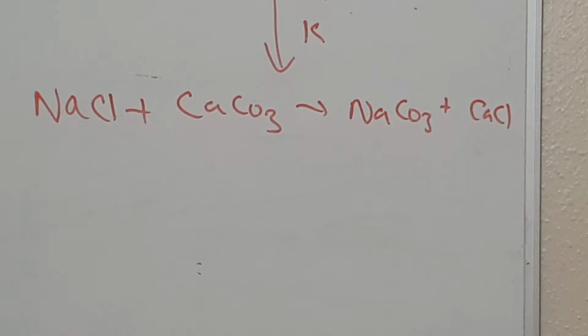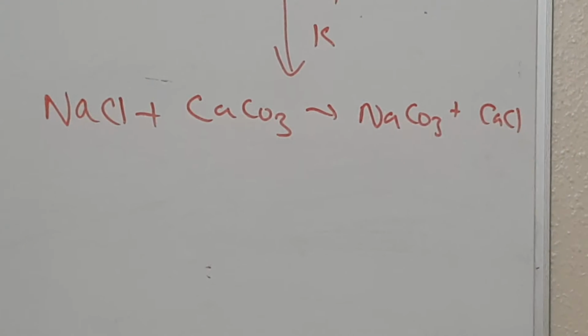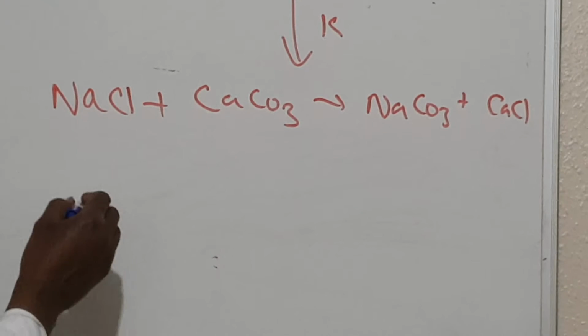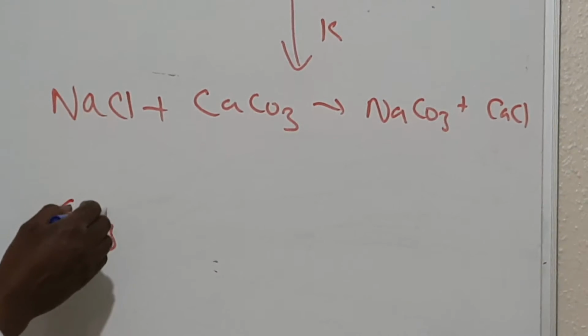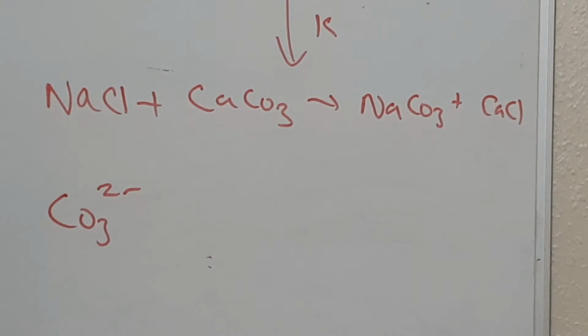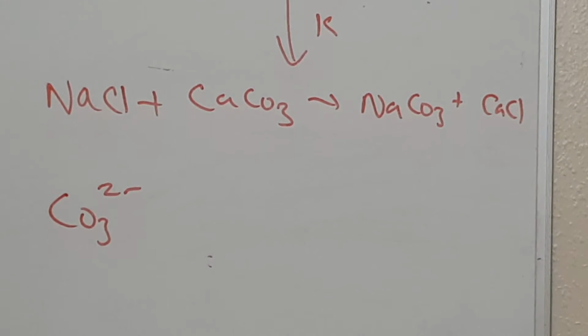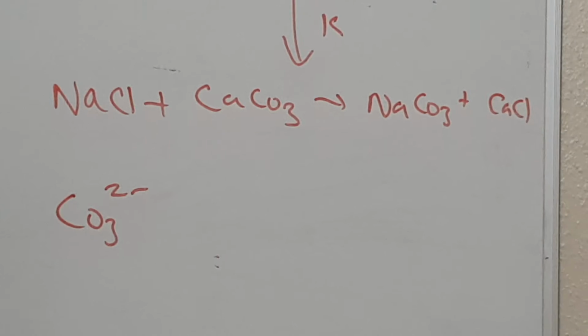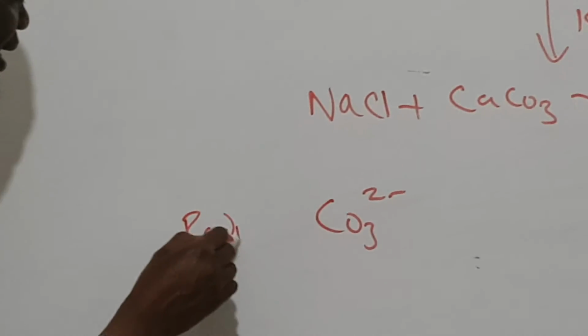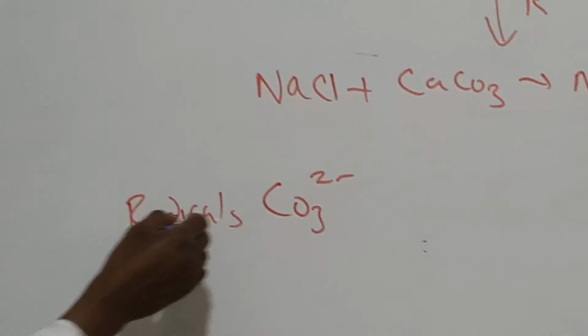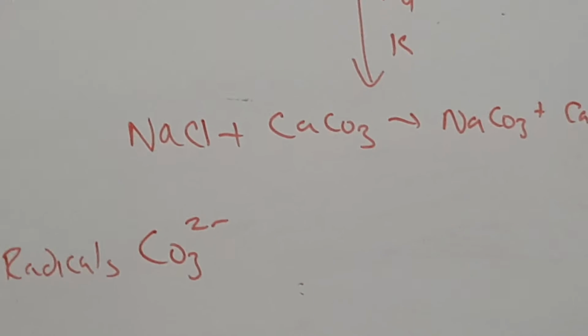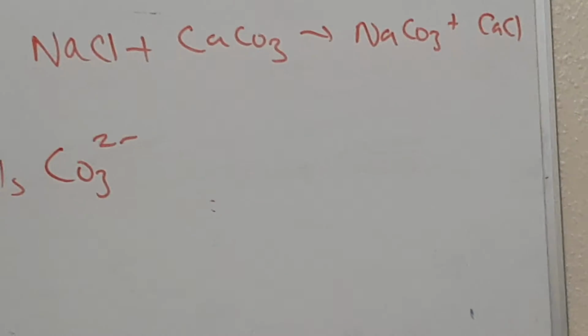What is the valency of CO3? What is CO3 called? 2 minus, yes. What are they called? Macro ions. Yes, but they are also called radicals. Another name is radicals or free radicals.